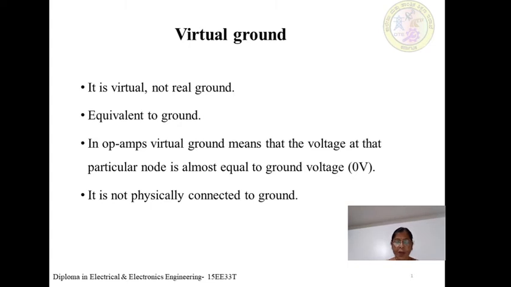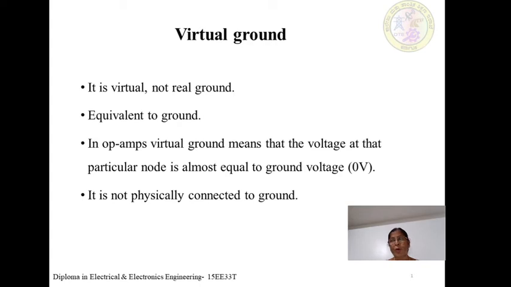So let us see what is the difference between the real ground and the virtual ground. In virtual ground, the voltage is approximately 0, but in a real ground the voltage is exactly 0. It is not assumed, it is not imaginary, it is exactly 0. A virtual ground is not able to sink infinite current. If it is assumed to be a virtual ground, the current cannot be sunk, but an actual ground is an infinite current sink.